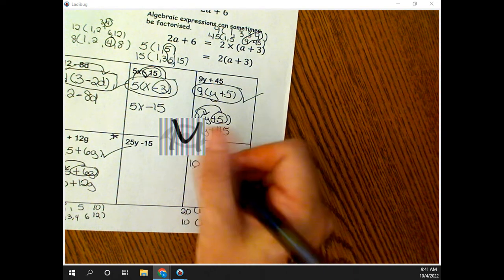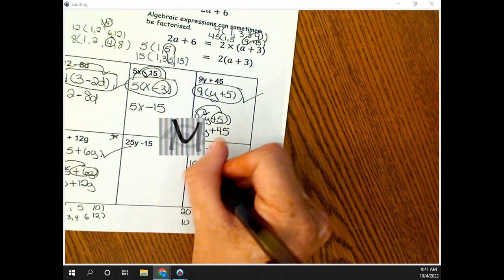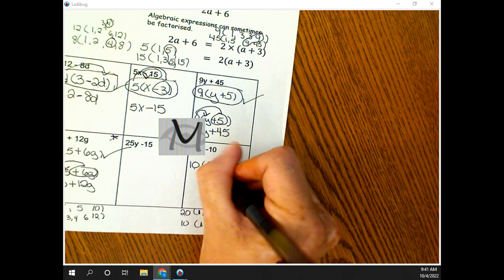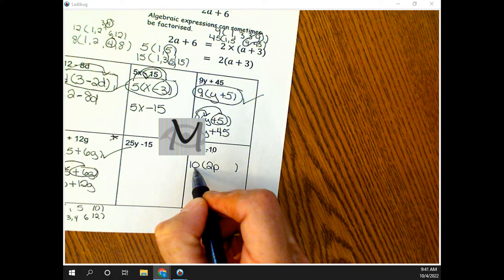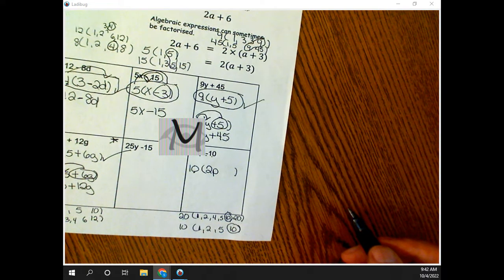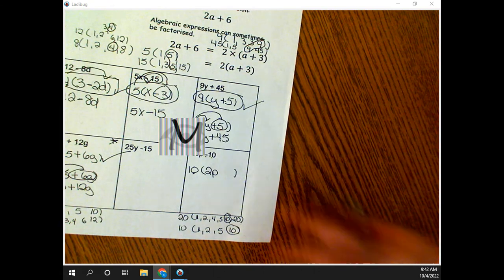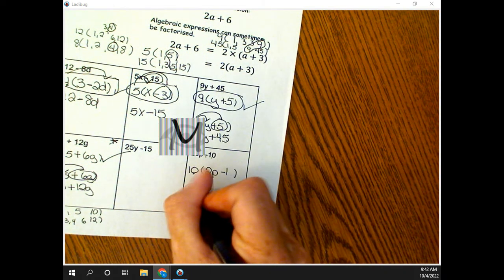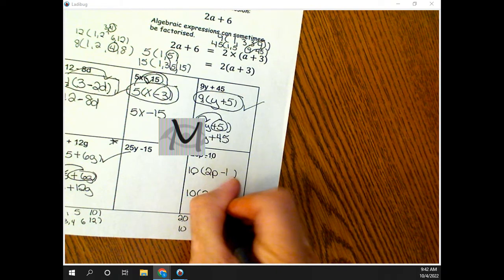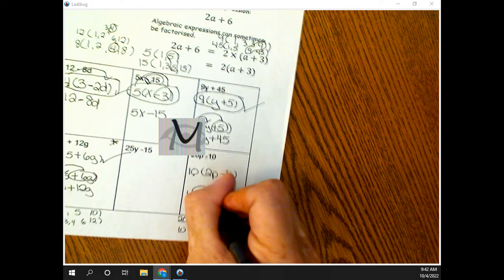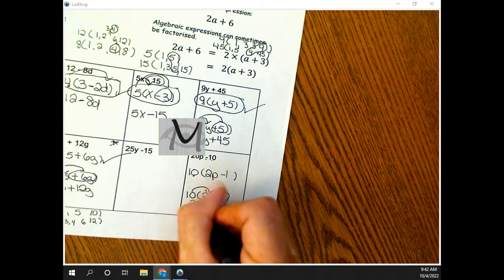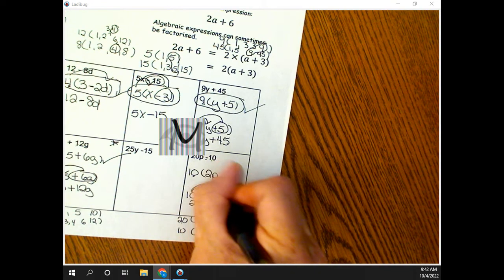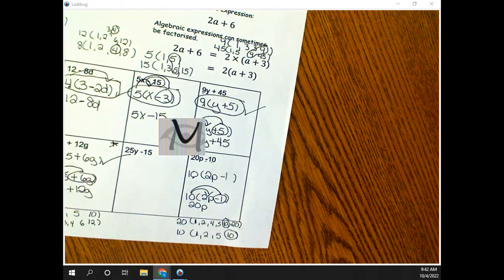So I pull out my 10, and 20p divided by 10 is what? 2p. And negative 10 divided by 10 is what? Negative 1. All right, let's double check your work. I'm going to rewrite exactly what you did. Do my distributive property. And 10 times 2p is what? 20p. And 10 times negative 1 is what? Negative 10.